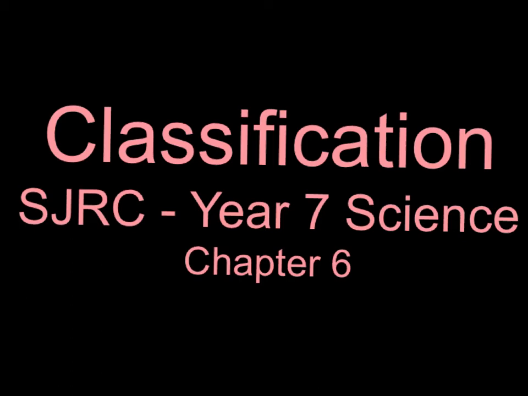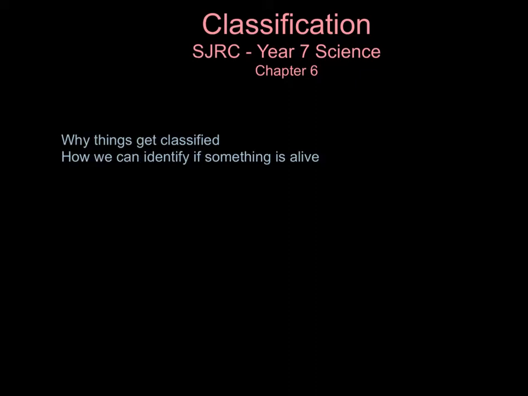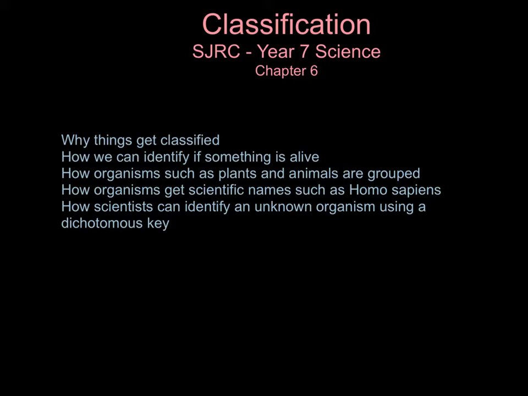Welcome to Miss Corrigan's unit on classification for Year 7 Science. During this unit you're going to learn lots of things, including why things get classified, how we can identify if something is alive, how organisms such as plants and animals are commonly grouped, how organisms get given scientific names such as Homo sapiens, how scientists can identify an unknown organism using a dichotomous key.